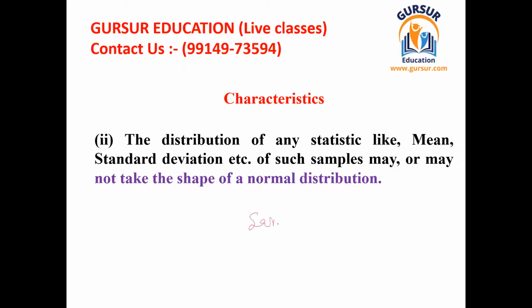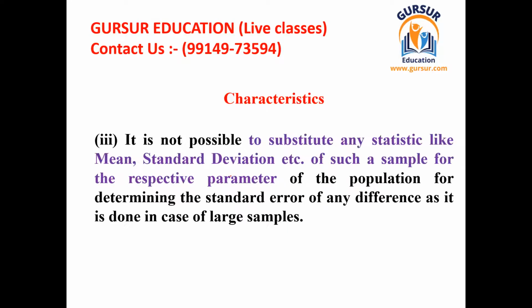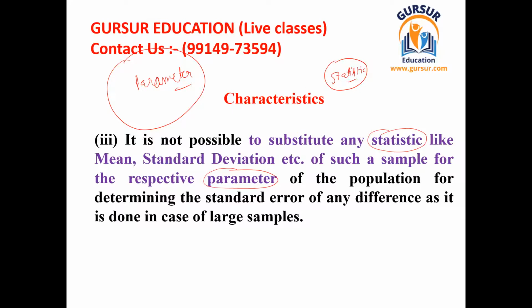We are talking about small samples only. Then it's also possible that we cannot substitute any statistic for any parameter. Now you must understand the two words, parameter and statistic, which I have already told you. If we find any kind of measure of central tendency for a population, this is your parameter. And if we find any kind of central tendency for our sample, then this is your statistic value. And this characteristic is saying that you cannot substitute any statistic with any parameter.